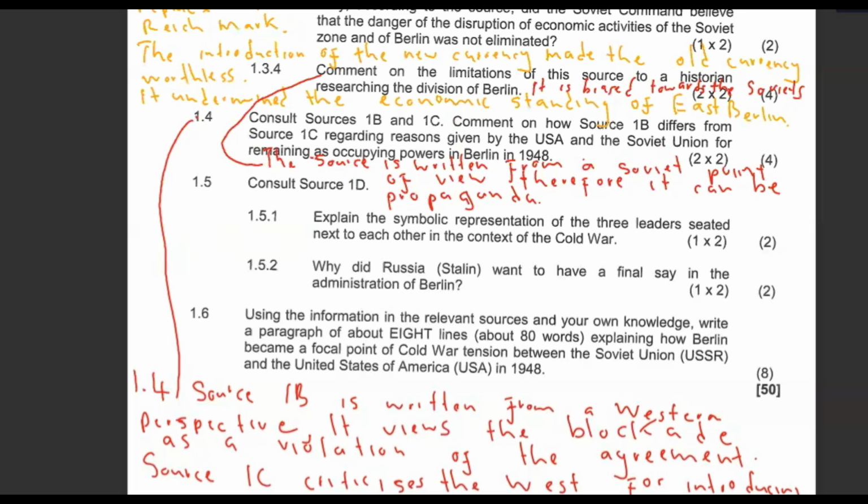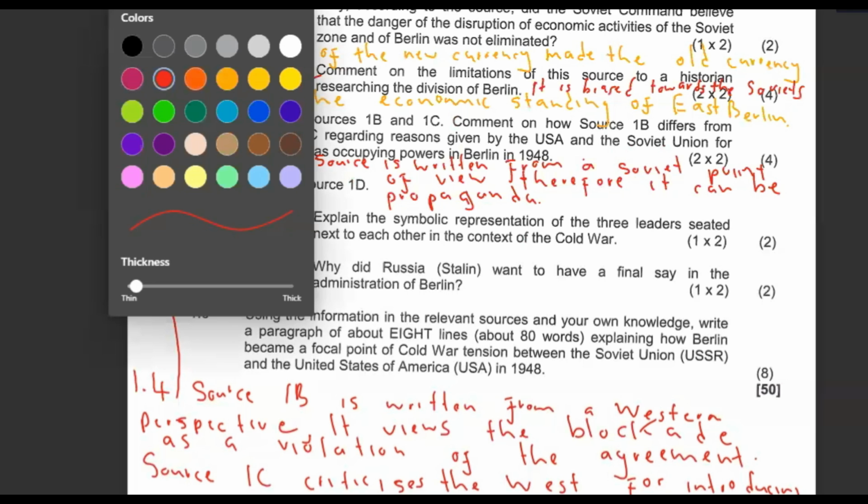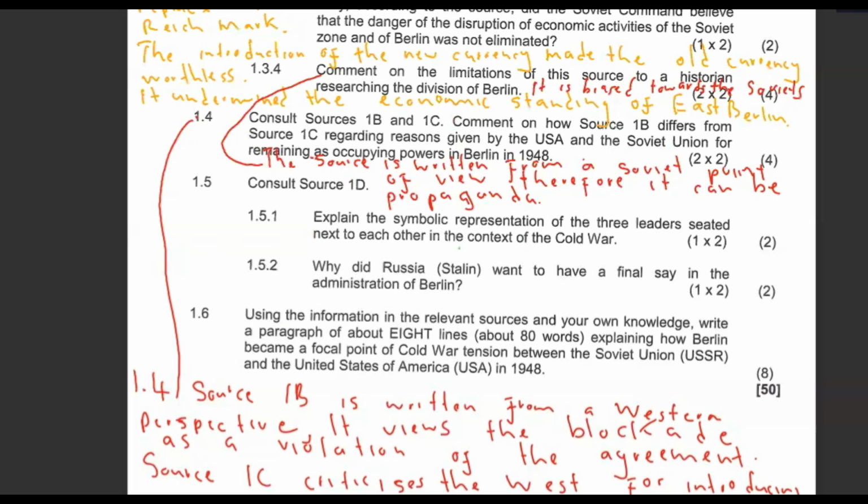All right, symbolically, the three powers had common interest. They represented the same interests during the Cold War. So you can write your answer below. The three powers shared common interest.